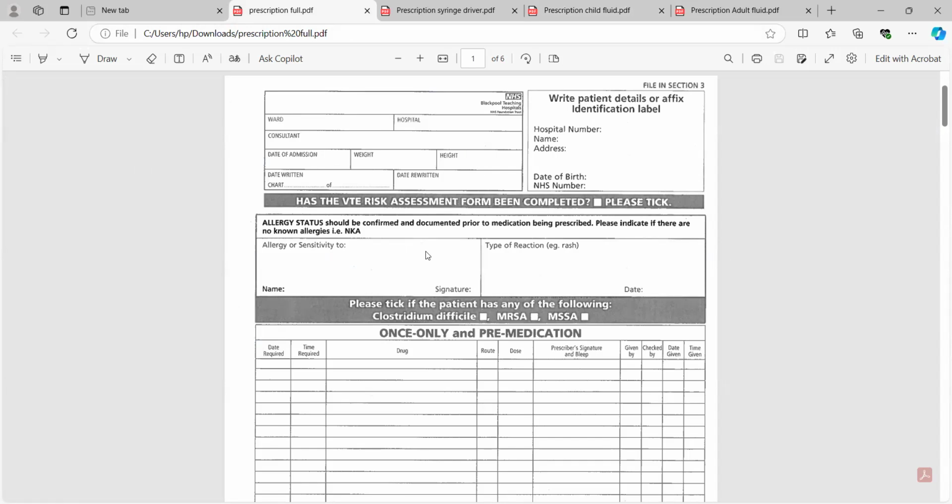So the second thing is that the first page is the most important. Okay, you have to write each and everything. For example, if the patient doesn't have any allergy, you should write NKA. Okay, your name should be written over here very clearly and precisely. Your signature and date, this is most important. If the patient has MRSA, you have to tick over here.